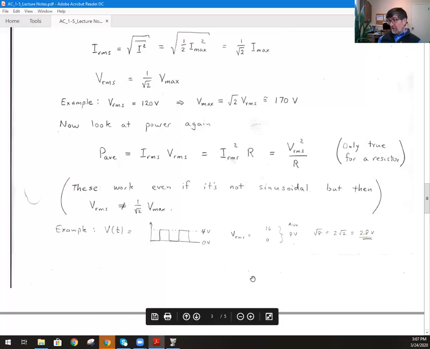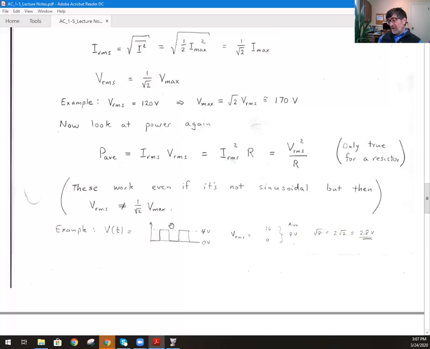What we have to do is go back and take, now remember it's root mean square, but you do it backwards. You start by squaring it. So it's half the time, v squared is 16. The other half, it's 0. That's the squaring. Now we have to take the average. That's 8 volts, because it's half the time at 16 and half the time at 0. So the average is 8 volts. And then finally we take the square root of that number to get the final value. Square root of 8 is 2 root 2, or 2.8 volts.